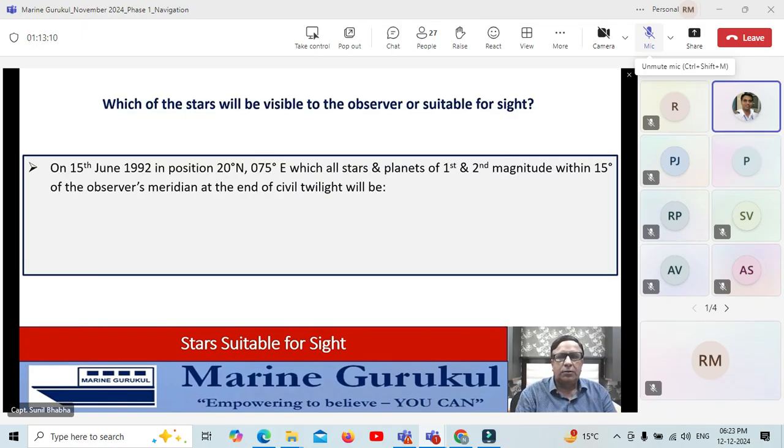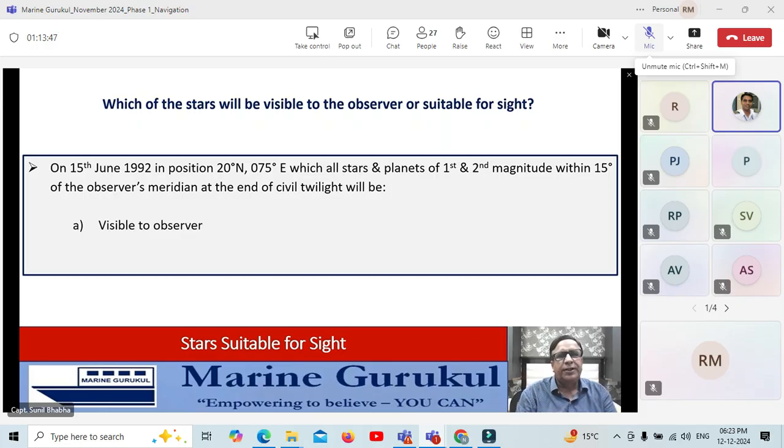We just learned to make a list of stars and planets which meet the requirement of given magnitude and which also lie within the given range of observer's meridian. Now, all these stars that we identified may be visible to the observer, may not be visible, may be suitable for taking sights, may not be suitable. So now next we'll try and assess their visibility criteria and also their suitability for taking sights.